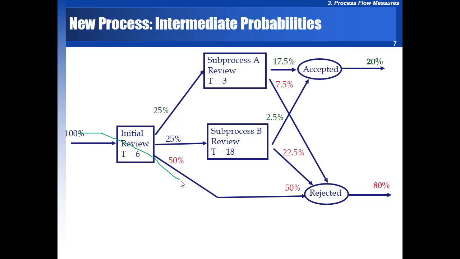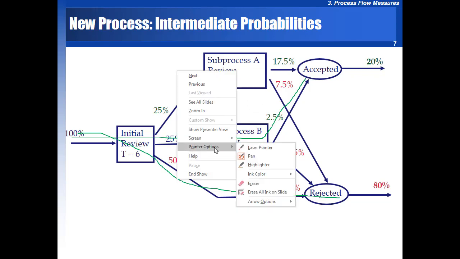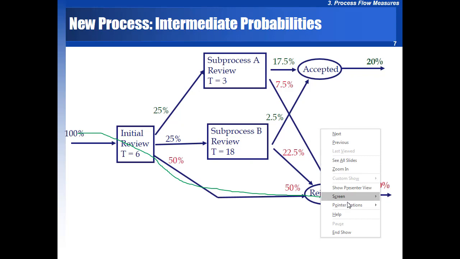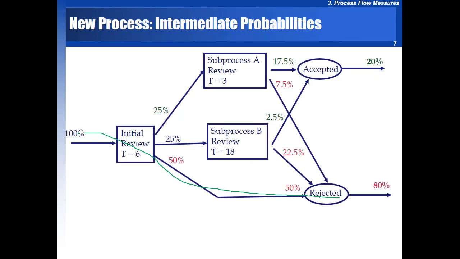Now if I go to my Excel sheet, if I look at it, rejected applications may go through this route, which is 50%. They may go through this route, which is 2.5%. Oh, I'm sorry. They may go through this route, which is 22.5%, or they may go through this route, which is 7.5. 50, 22.5, and 7.5.